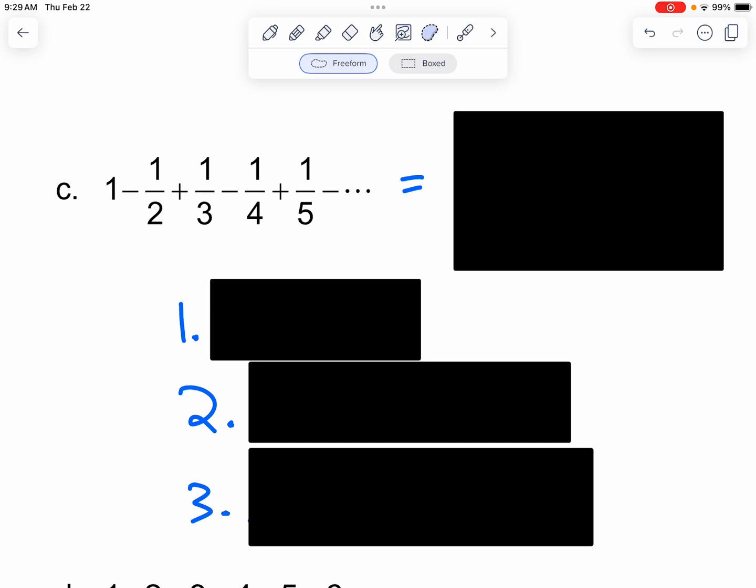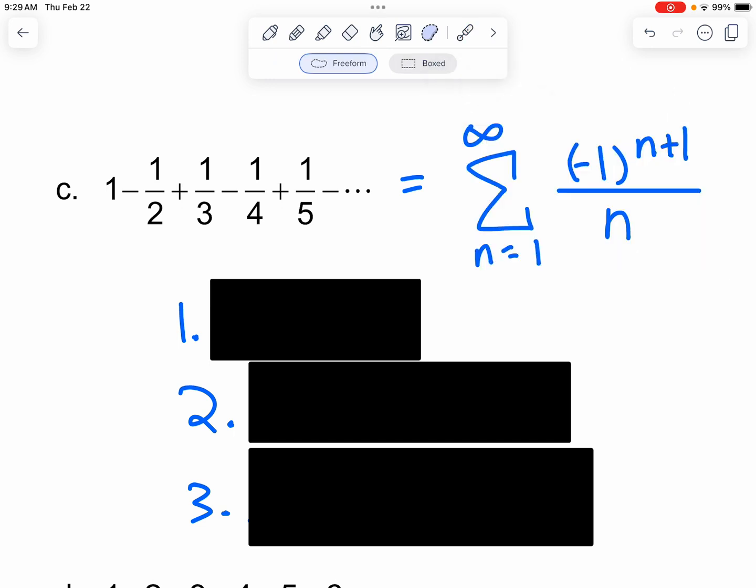Otherwise, we're going to go ahead and do it right now. So this is sigma from 1 to infinity. The denominator here, I can think of this 1 as being 1 over 1 if it helps: 1, 2, 3, 4, 5, n equals 1. So n is my denominator. And now the alternating part with the numerator, starting with a positive 1, because n equals 1, I'll go negative 1 to the n plus 1 power.